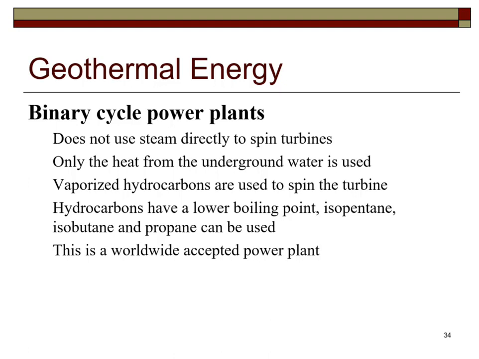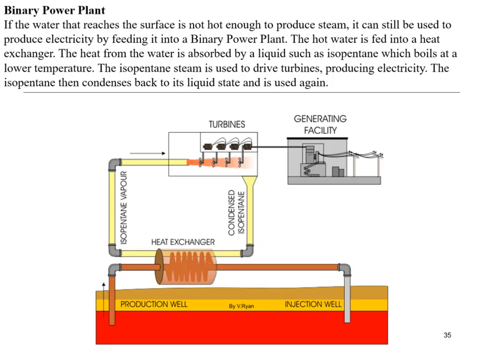Hydrocarbons have a lower boiling point. Isopentene, isobutene, and propane can be used. This is a worldwide accepted power plant. An animation of the binary power plant is shown here.